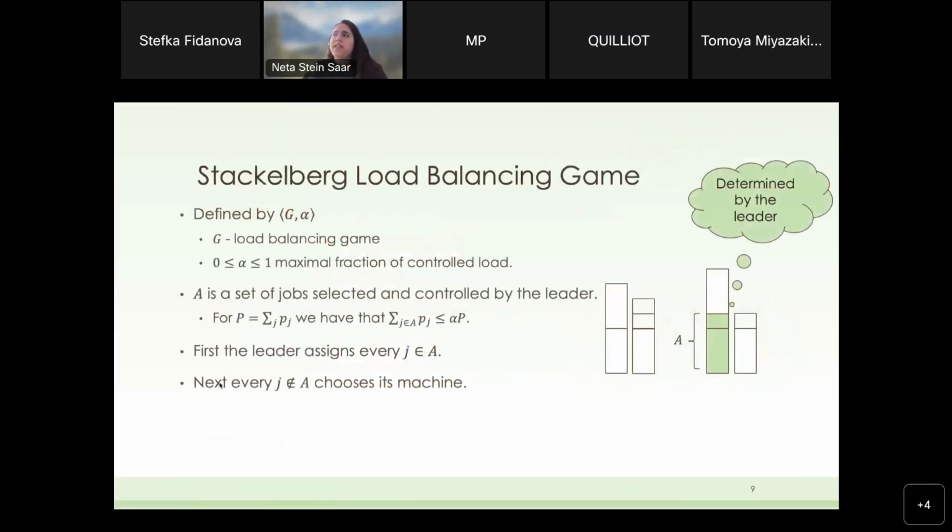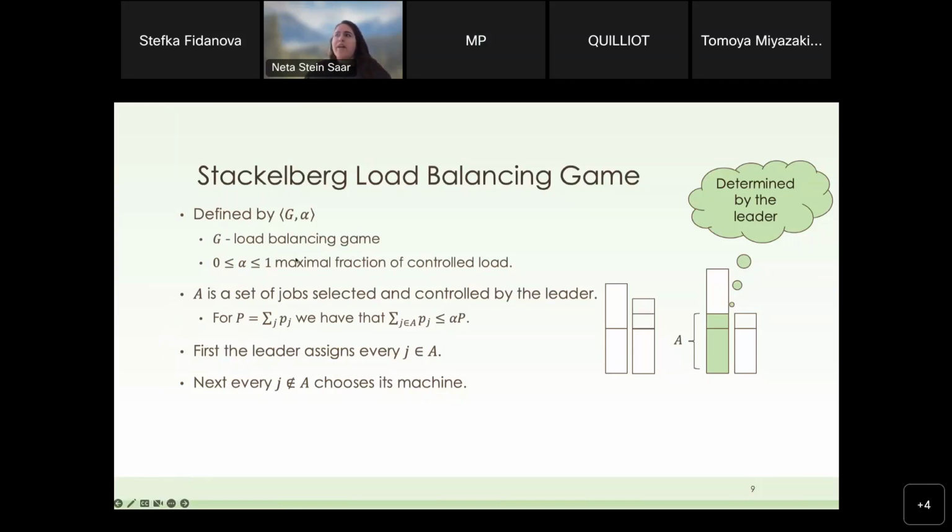Okay, so what is a Stackelberg load balancing game? Stackelberg was an economist who defined a leadership model for game theory. So in our model, it reflects in a way that we have a leader that controls a certain fraction of the load of the players.